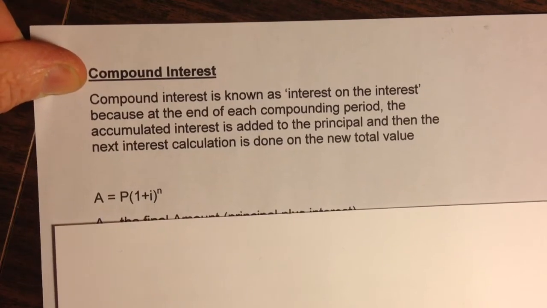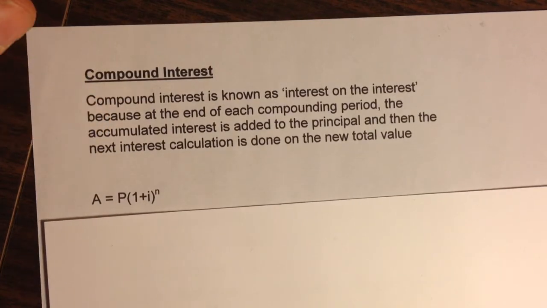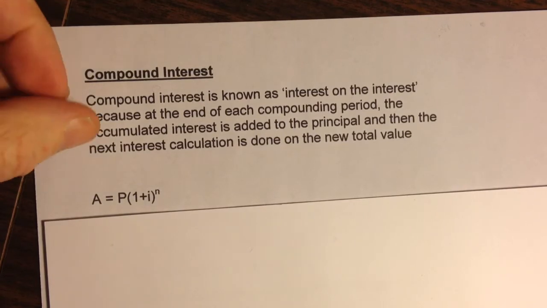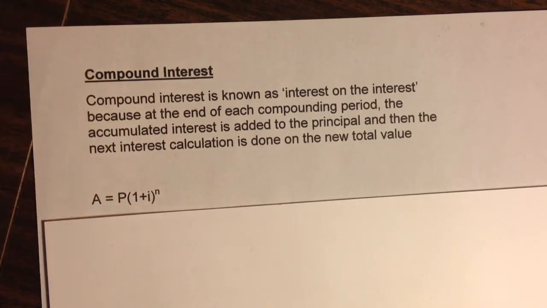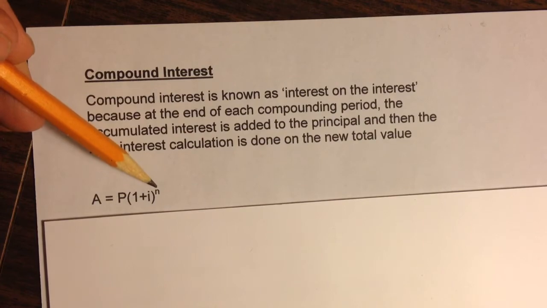The formula for compound interest is: the amount equals principal times (1 plus i) to the power of n. This should look familiar to you because this is basically an exponential growth function. You've got your starting value, which is P, you've got your growth factor, which is 1 plus i, and you've got your exponent n.